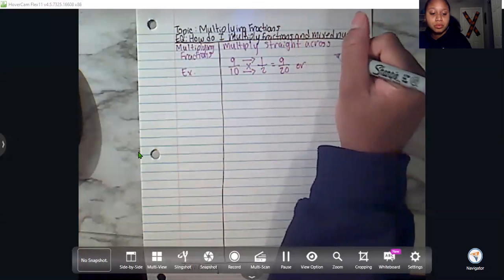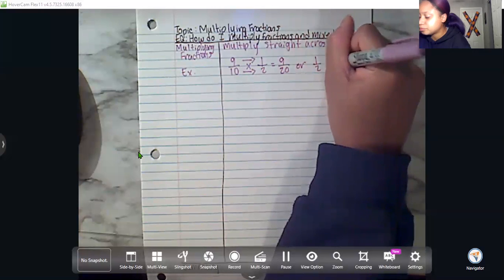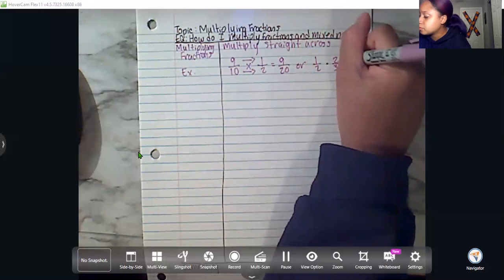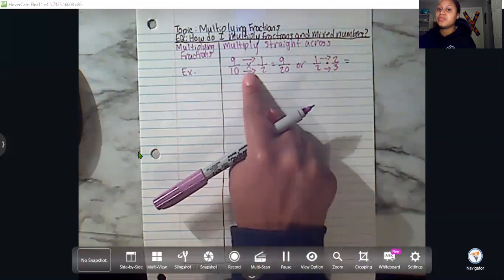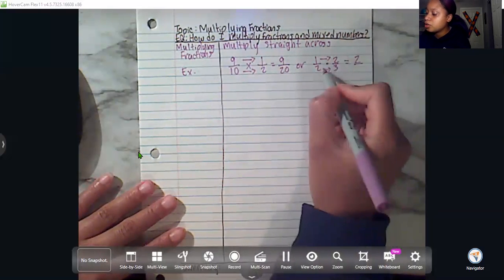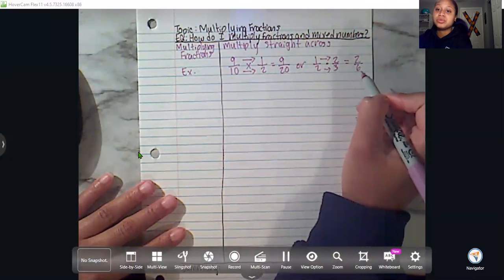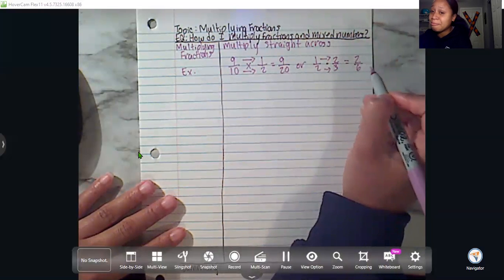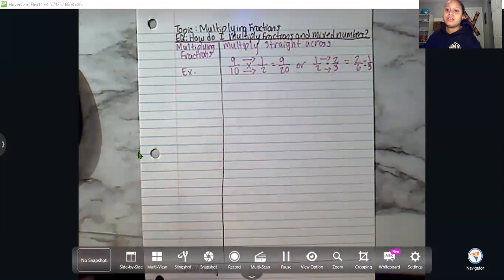Another example would be 1/2 times 2/3. Same thing, straight across. And do notice that I used two different symbols. Remember, both of these mean multiplication. 1 times 2 is 2. 2 times 3 is 6. And you can actually simplify 2/6 a little bit further. You can divide both the numerator and the denominator by 2 to get 1/3. All right, so that's multiplying fractions as if they were just normal fractions.